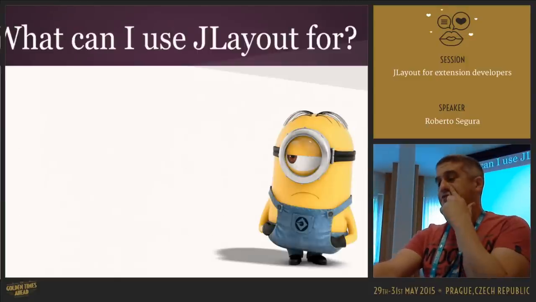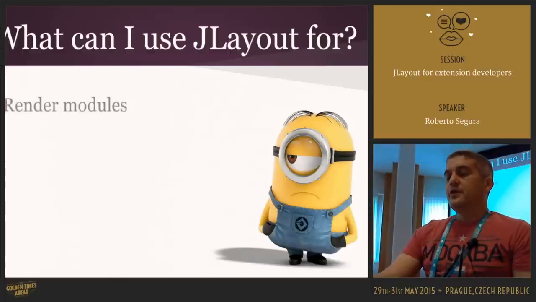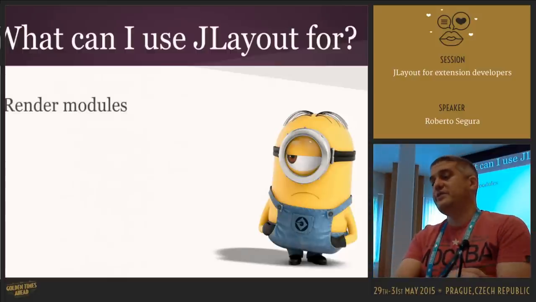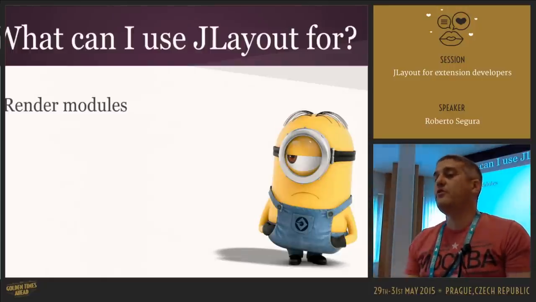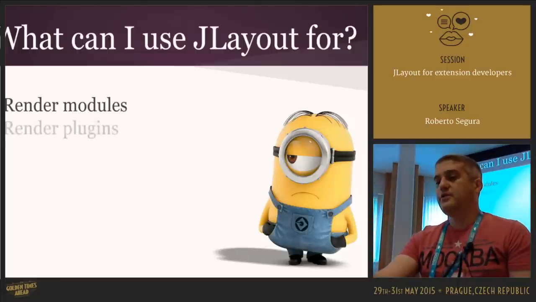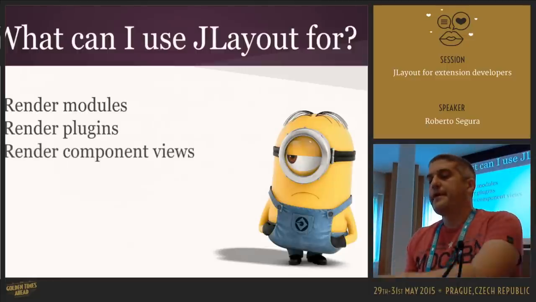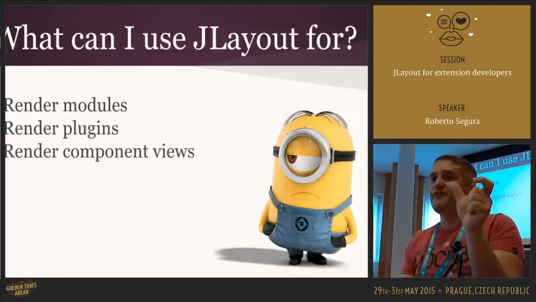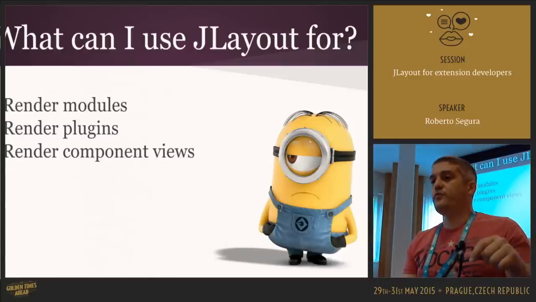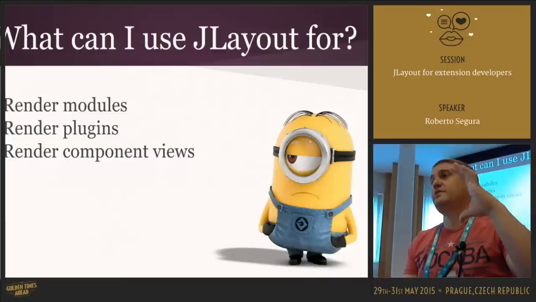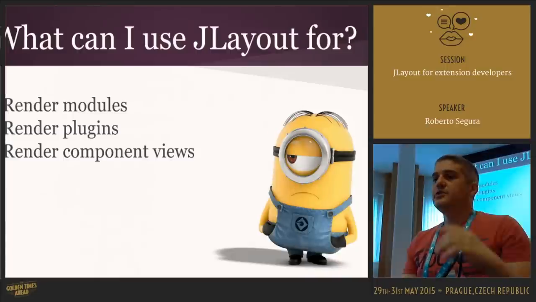And then, what can I use JLayout for? As I said, it's to render anything inside Joomla. The easier part now, I think, is to use it to render modules or plugins. For the fields, for example, what we are doing in core now is putting the HTML markup in the getInput function, which is not overridable.